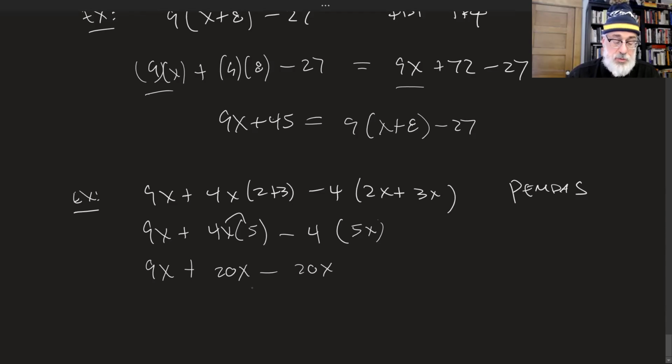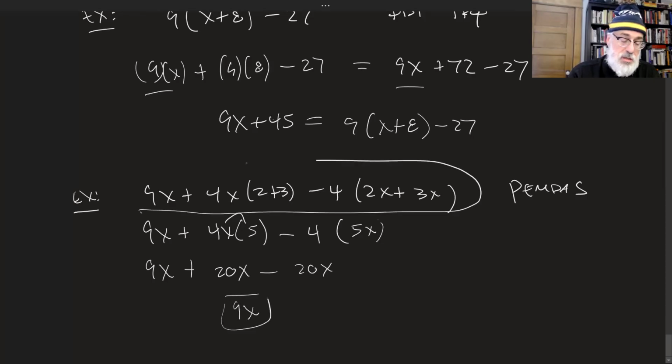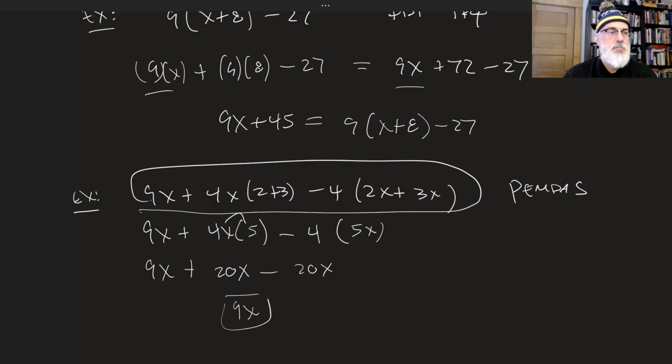So we see that 20x minus 20x gives us 9x. This long, ugly expression is really just 9x. Those two terms on the right drop. And of course, if we replace x with some number, the bottom highlighted version is much easier than the top one, if we want to evaluate these expressions for any value of x.